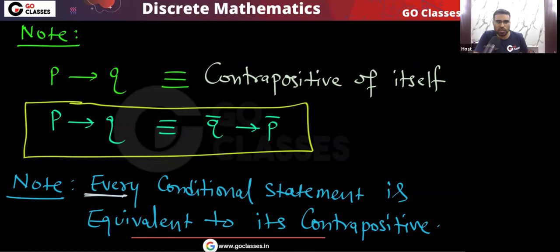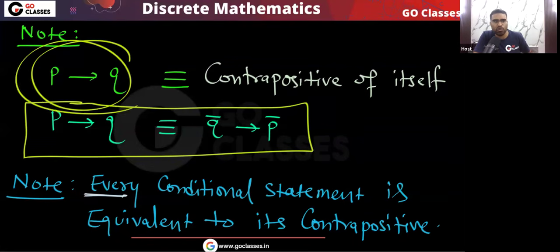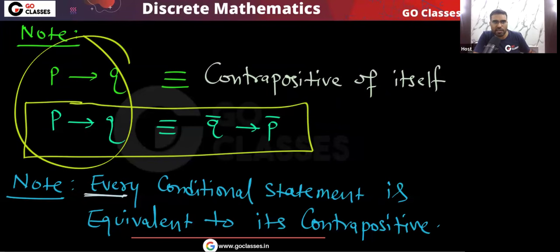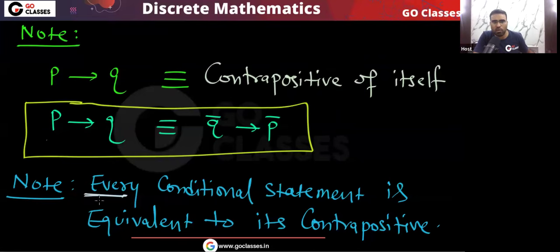Okay, but that is not equivalent to its converse. Yes or no? P implies Q is not equivalent to its converse. P implies Q is not equivalent to its inverse. But P implies Q is equivalent to its contrapositive. So every conditional statement is equivalent to its contrapositive.